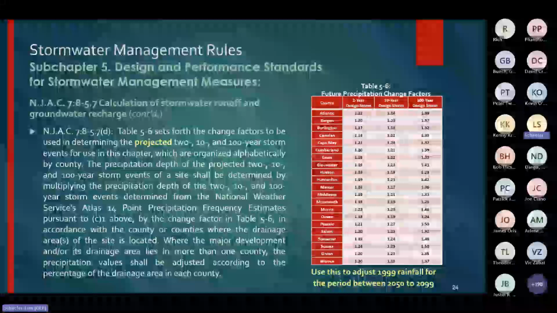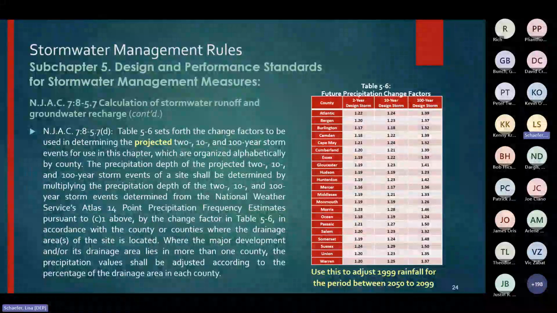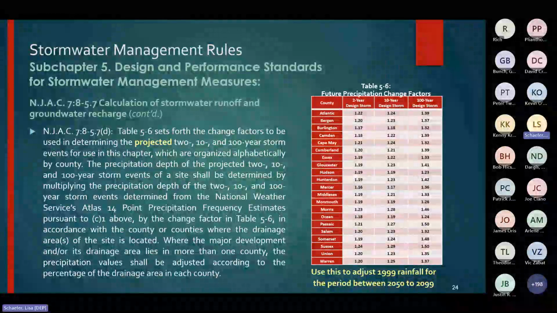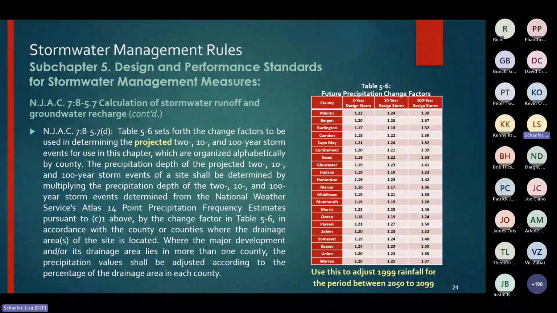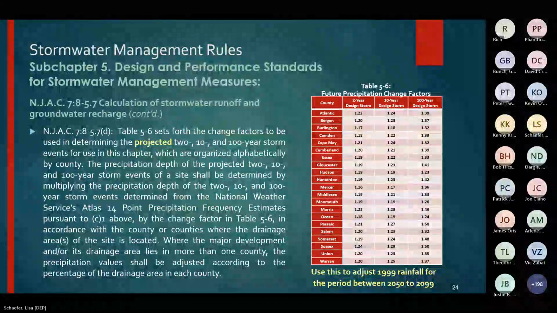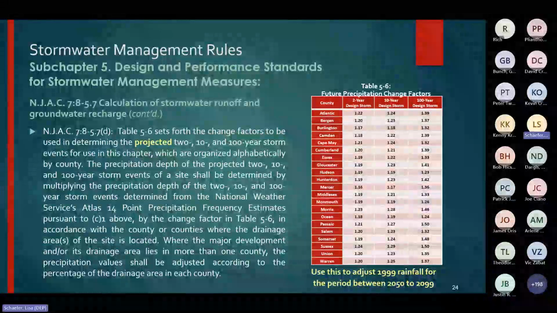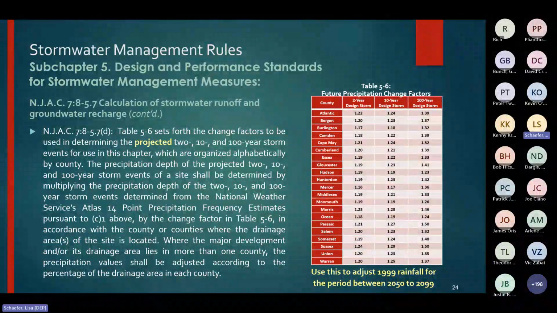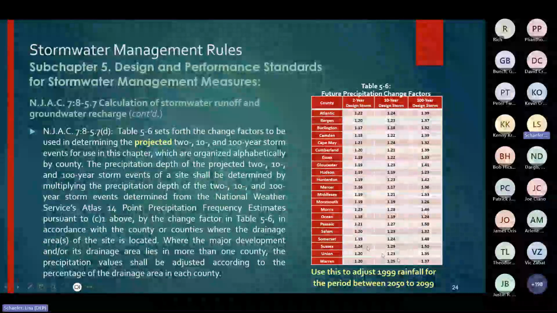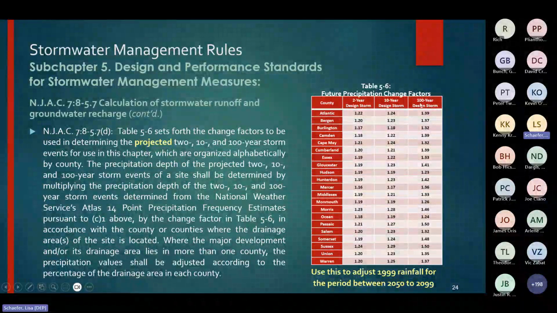To the right is a reprint of table 5-6 from the rules. So this means that the precipitation depth we should use for the projected 2-year storm for a project in Warren County is 120% of the depth listed on the NOAA PDF server for the 2-year storm. For the projected 100-year storm in Warren County, the rainfall depth is adjusted to 137% of the 100-year rainfall depth found on the NOAA PDF server. So Warren County, 2-year storm, 100-year storm, future precipitation change factors.